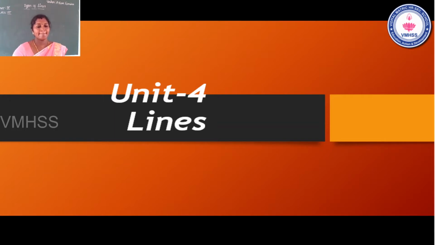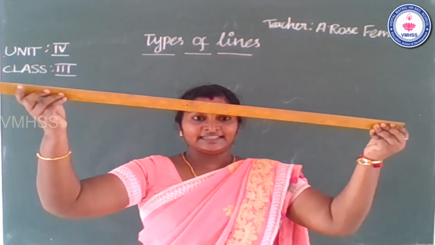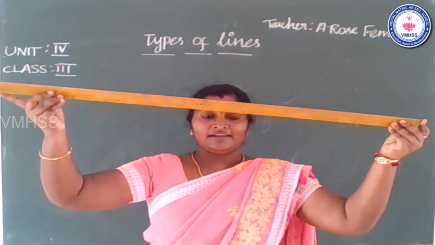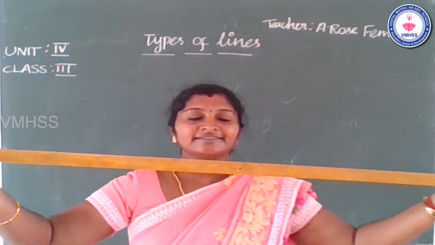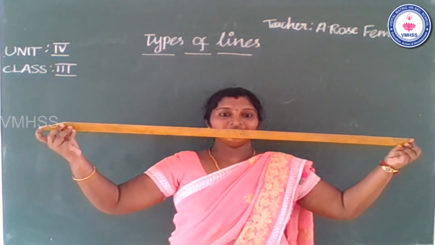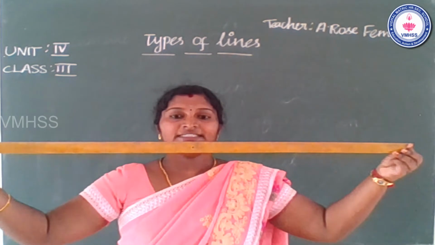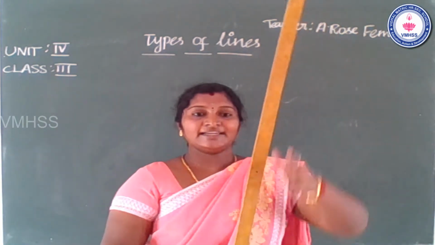See that. What is this? This is a long ruler. This is one example of a line.